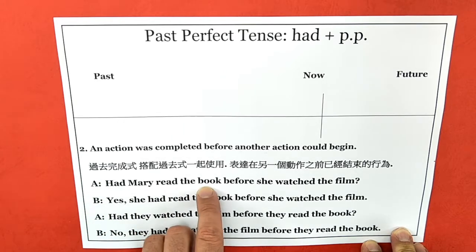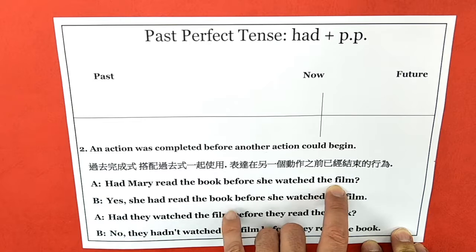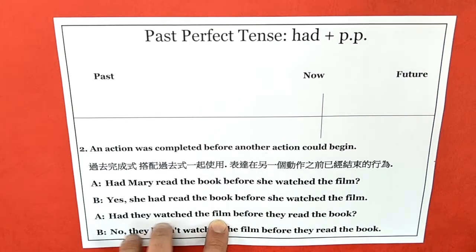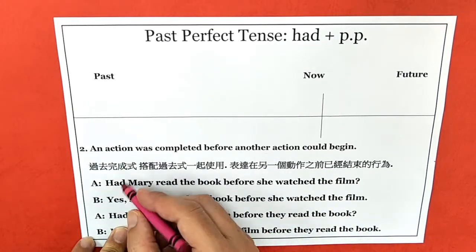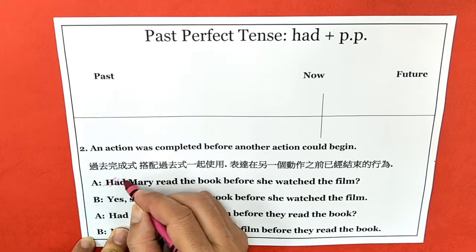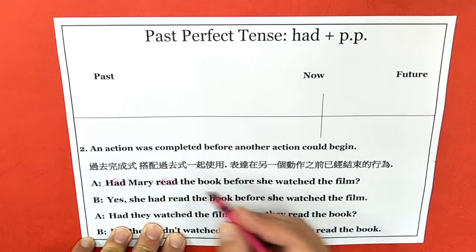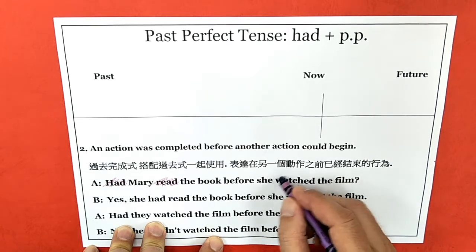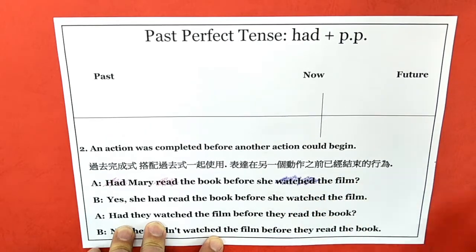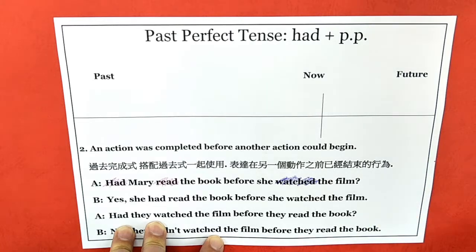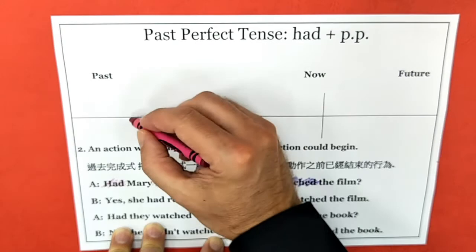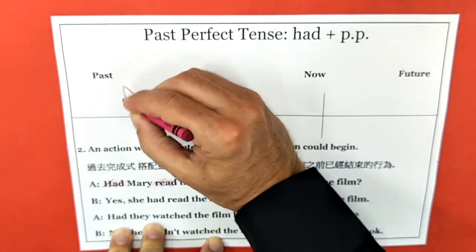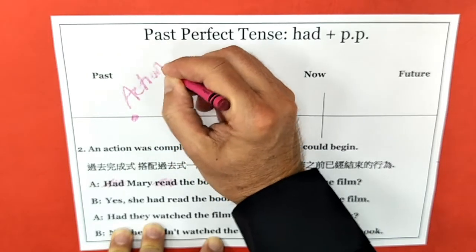Let's read the sentence. Had Mary read the book before she watched the film? Okay, look, we have two actions. Had Mary read the book? That's action number 1. And before she watched the film. Okay, there are two different actions here. So, action A.